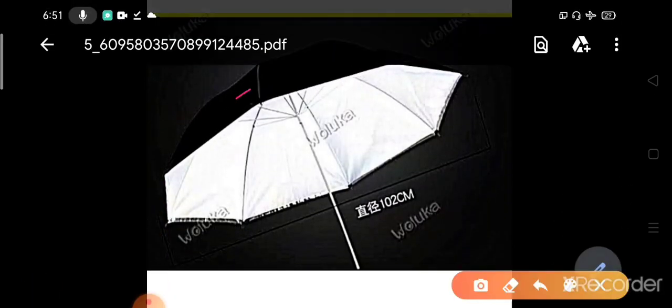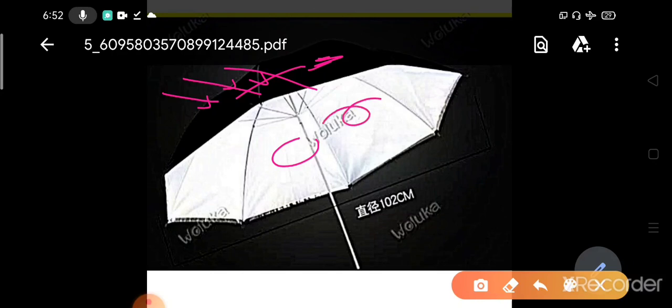Now if my umbrella is black outside and white inside, what will happen? The outside black will absorb the radiation, and the inside one will reflect the radiation. Also you can get a combination of white outside and black inside. What will happen then? Some of the radiation will be reflected by the white, and the part of the light that transmits through the white outside can be absorbed by the black inside.